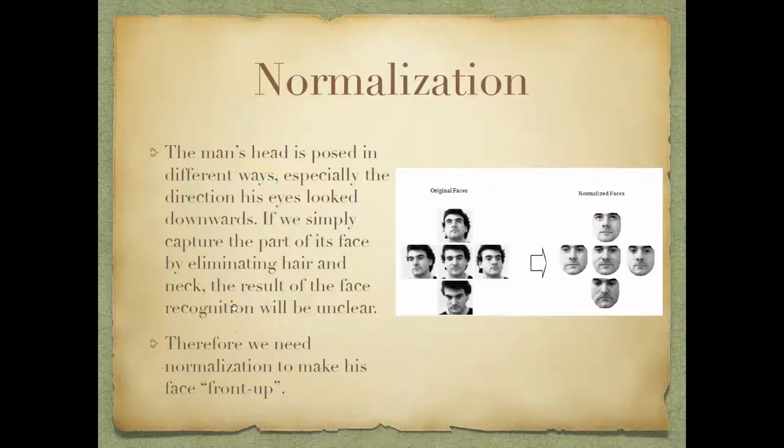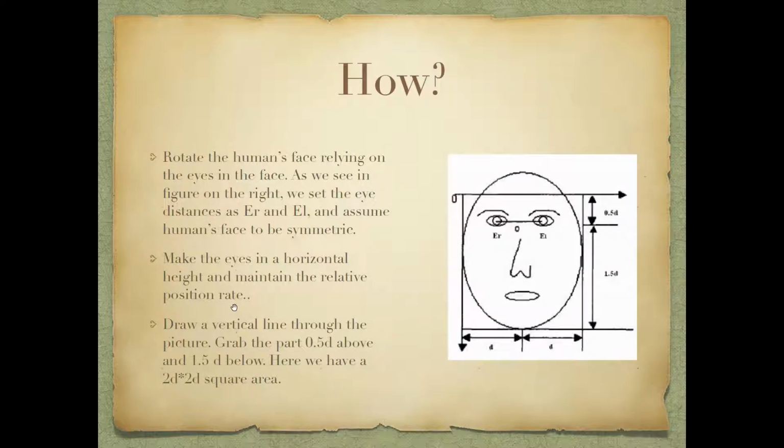What we need to do is the rotation. But how? Here comes the solution. To rotate the human's face, we rely on the eyes in the face. As we can see in the figure on the right, we state the eye distances as ER and EL, and assume the human's face to be symmetric, making the eyes at a horizontal height and maintaining the relative position rate. After that, draw a vertical line through the picture. Grab the part half of D above and 1.5D below. Here we have a 2D by 2D square area, and this is the rectangle we need, and this is the useful information for all.